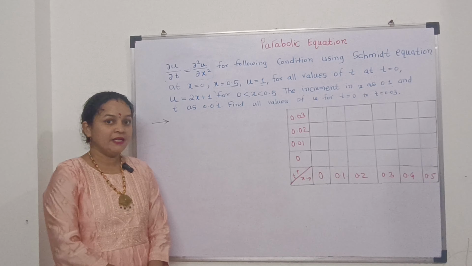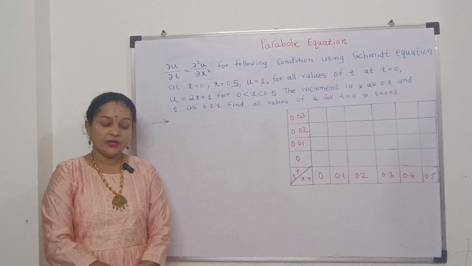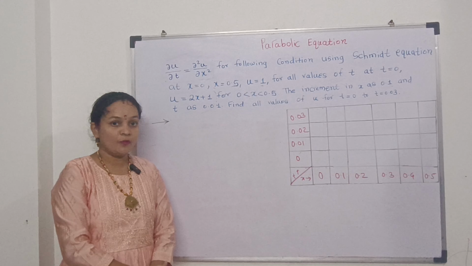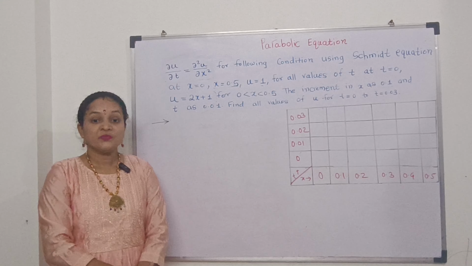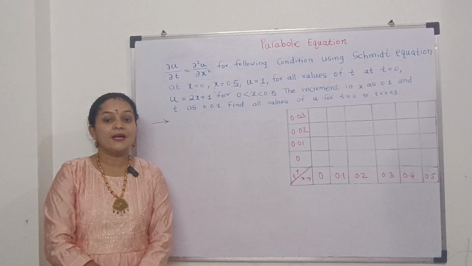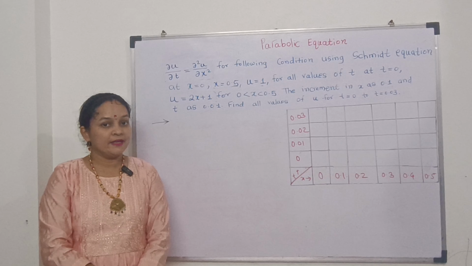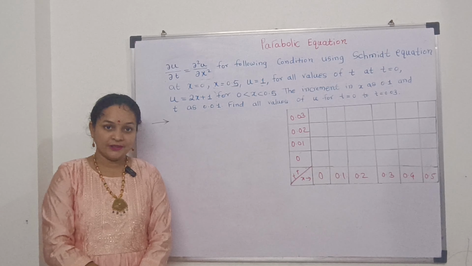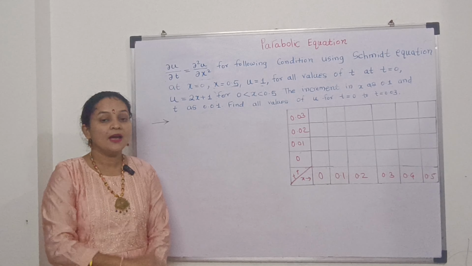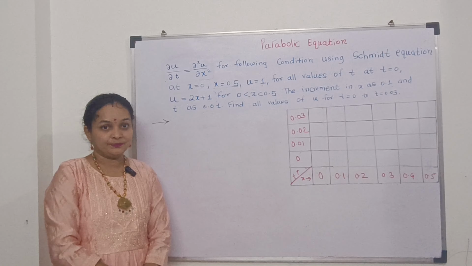Today I am going to introduce the parabolic form of the equation, which is generally useful for the finite form of the differential equations. Different methods are used for calculating the parabolic form of the equations. The first one is the Schmidt method, also called the explicit method, and the second one is the Crank-Nicolson method. In today's class, I am going to explain the Schmidt method, and in my next video I will be uploading the Crank-Nicolson method.